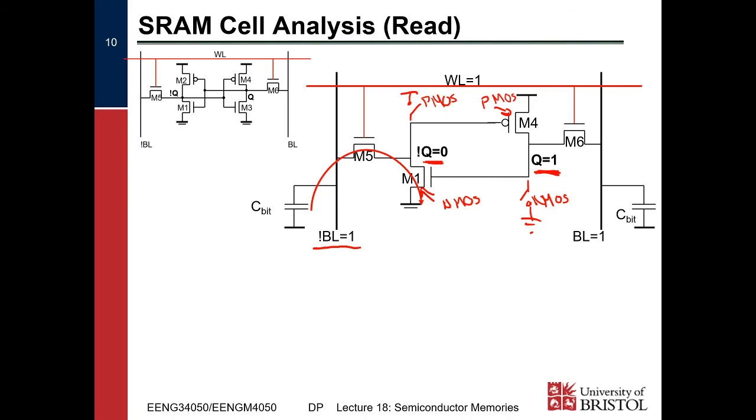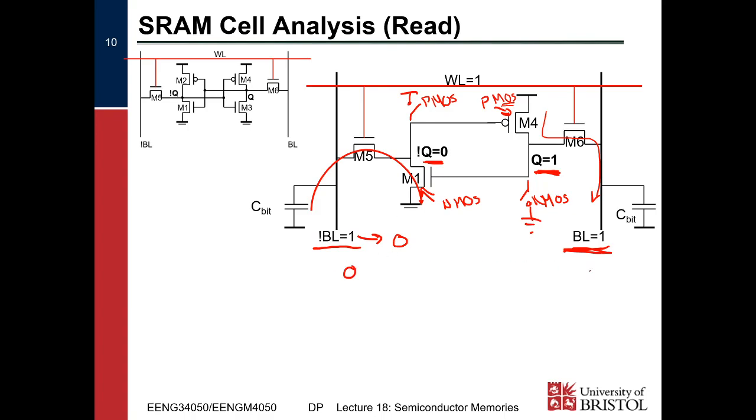We pre-charge both the not bit line and the bit line to 1. Our bit line, because we're storing a 1 inside our cell, this PMOS stays on, and bit line stays at 1. On the other hand, the not bit line, because we've got a 0 on not Q, and we've got a 1 over here, this NMOS is on, so this will transition from a 1 to a 0. We'll discharge the not bit line down to 0.